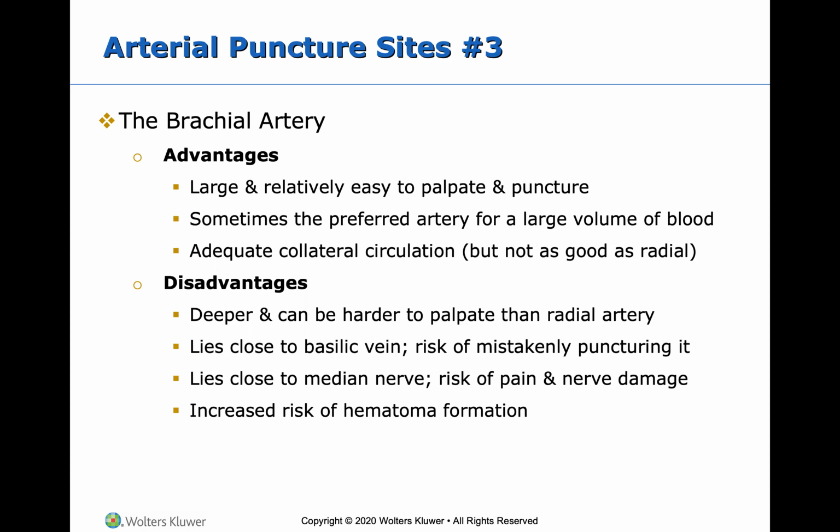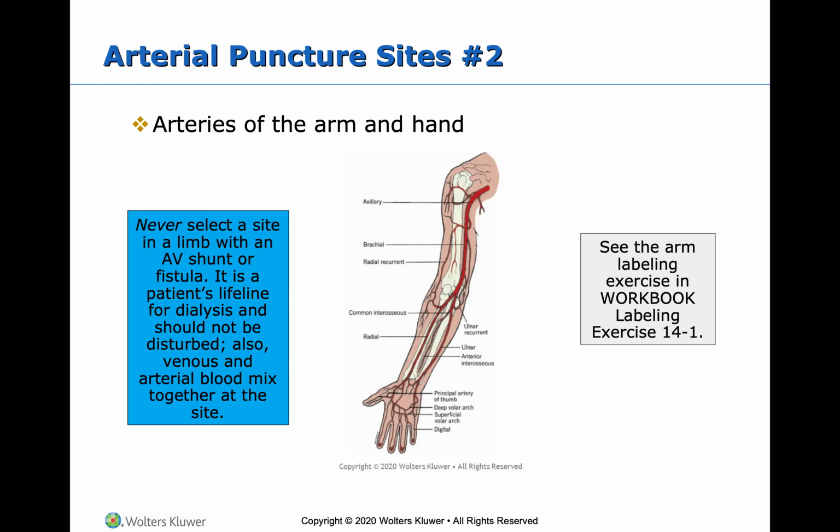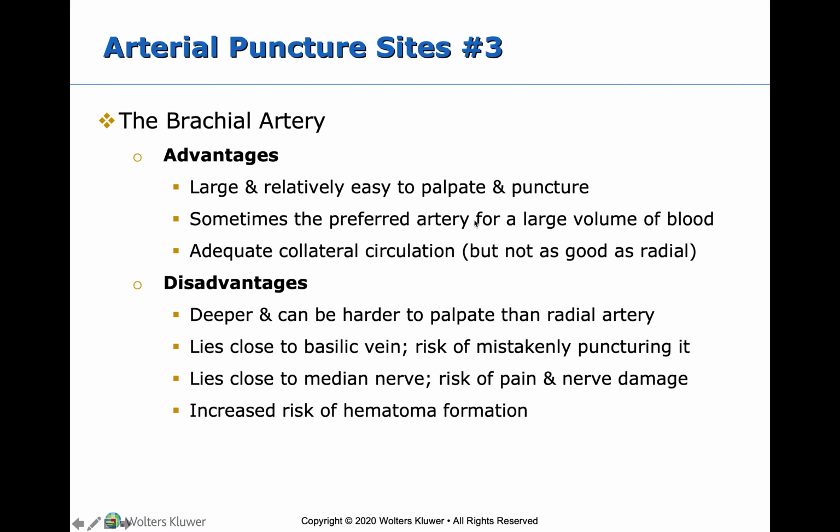Okay, so the second choice for arterial puncture is your brachial artery. So let's go back to this slide. Your radial is your first choice on the thumb side of your wrist. It's going to be closer down here where you puncture it. And then your brachial is up here. It's going to be your second choice.